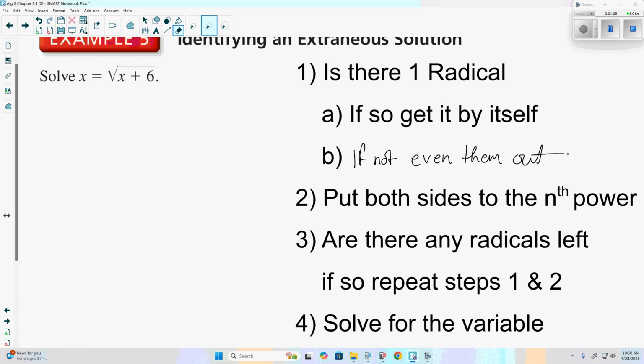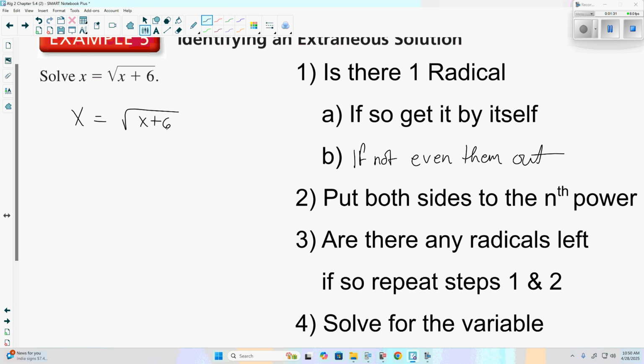So if we look at this here, do we have one radical? Yes. In this equation, the only radical we have is the square root of x plus 6. So we need to get it by itself. Well, luckily for us, it is indeed by itself.